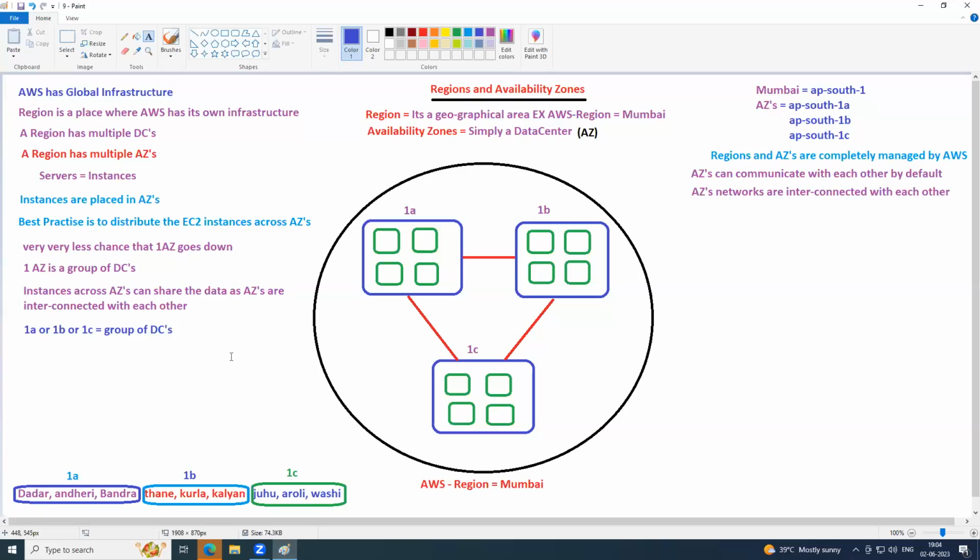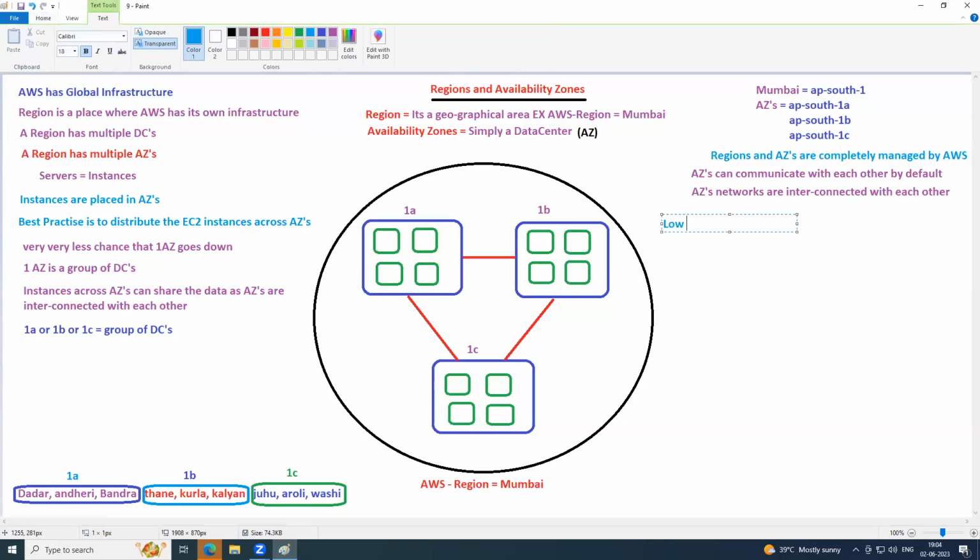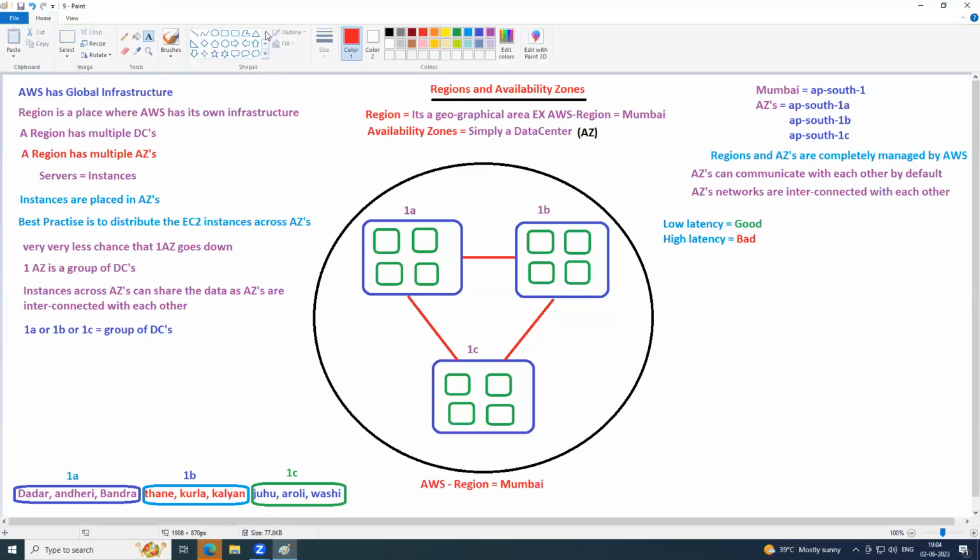So now here I want to use the word called latency. What is latency? There are two types of latency: low latency and high latency. Which one is good? Which one is bad? Low latency is good and high latency is bad.